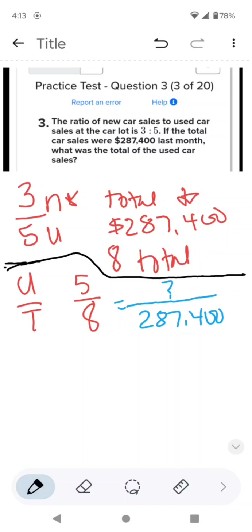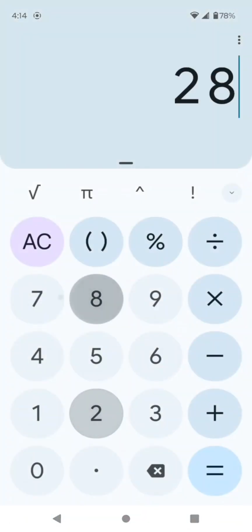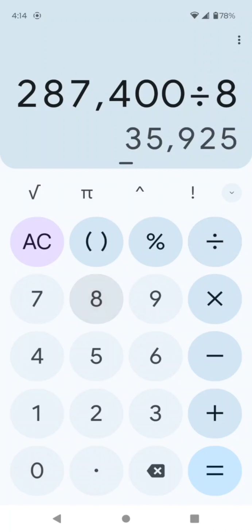I don't know if this is going to give you a good division. Let's see, a solid whole number. They may give you a calculator on this problem since the numbers are so big. So we'll go to my calculator and see. 287,400 divided by 8. It is a solid number.